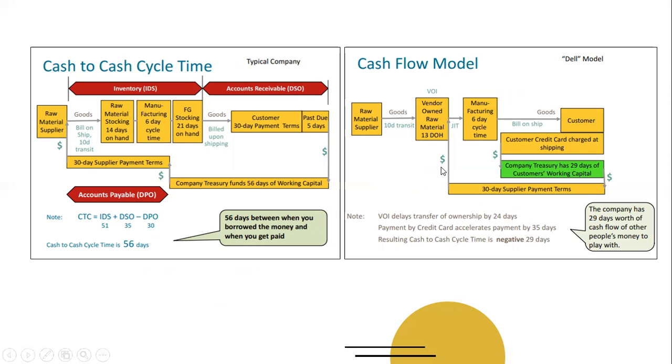On the right hand side, you can see this is Dell. And so Dell actually has a very good cash flow model. What they do is just in time. So they use a lot of just in time, which is, they get the raw material only when they need it. So they really reduce the amount of inventory they have. And because of using just in time methodologies, they actually have a negative cash conversion cycle time, and that's really great, right? Because we know that the lower the cash conversion cycle, the better it is. So in this particular case, on the right hand side, they have a negative 29-day cash conversion cycle.